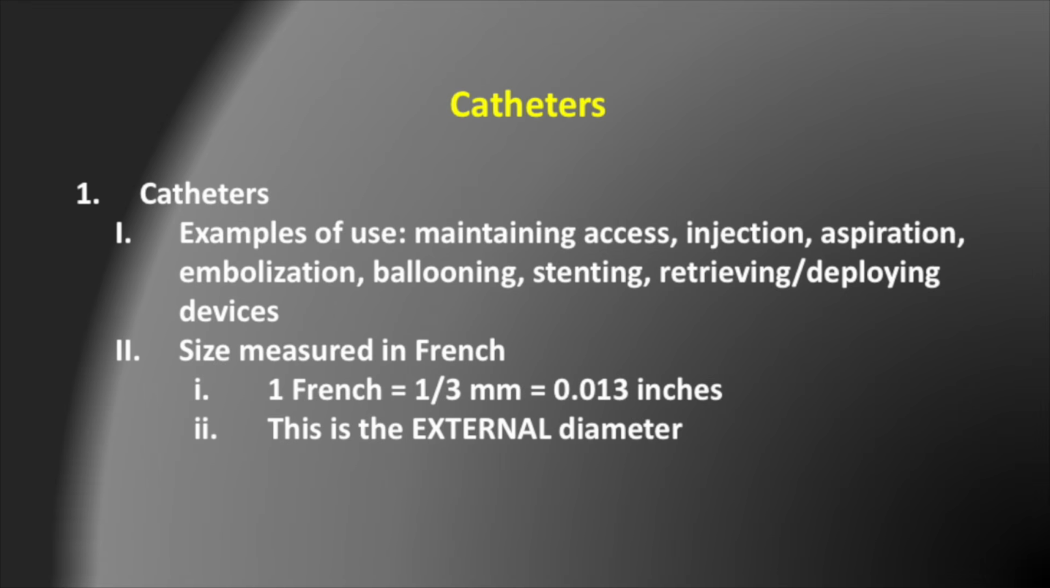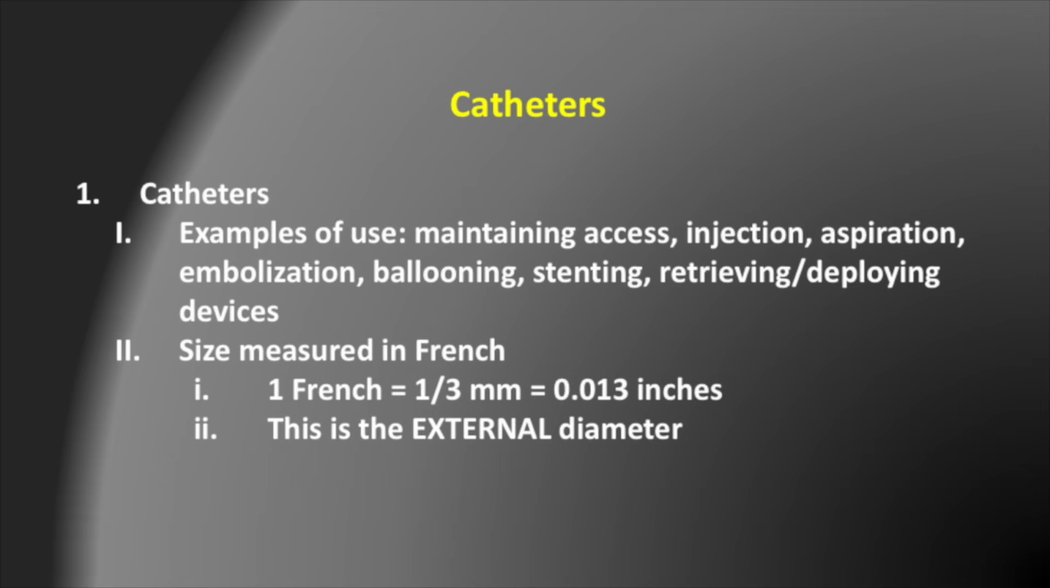We're going to go ahead and move on to catheters now. So the most basic definition of a catheter is a tube with a hollow lumen which can be used for various diagnostic and therapeutic purposes. Examples of catheter use include maintaining access. You can inject various materials through a catheter. You can aspirate fluid or various substances through the catheter. You can deliver embolic material to various organs in the body through a catheter. It can be used to balloon or stent open vessels, and it can also be used for retrieving or deploying devices such as IVC filters.